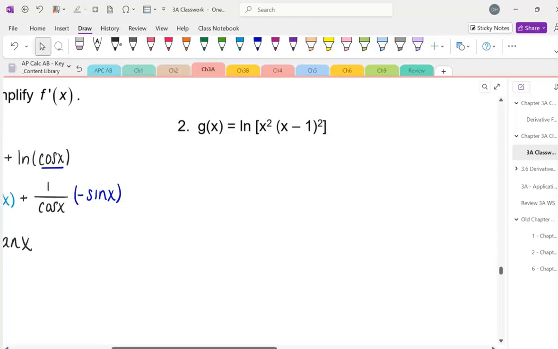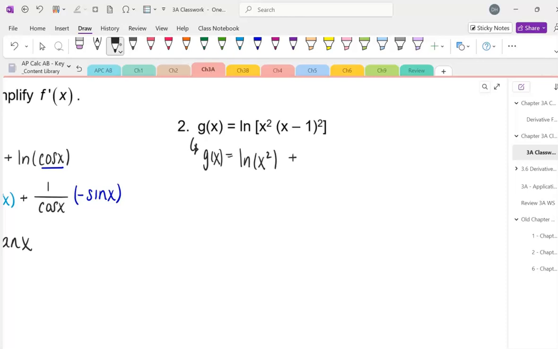In number 2, same thing. So you should be changing g of x into 2 different natural logs. So we're going to have natural log of x squared plus natural log of x minus 1 squared. Any exponent can go ahead and move to the front. So we're going to change it even further into 2 natural log of x plus 2 natural log of x minus 1. From there, we can find g prime of x.